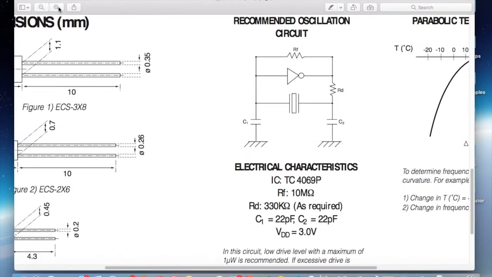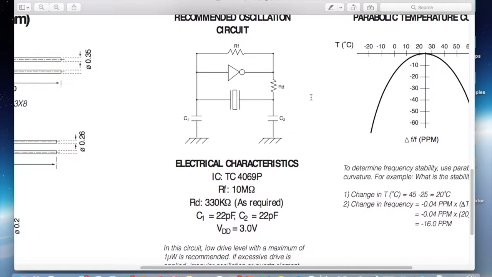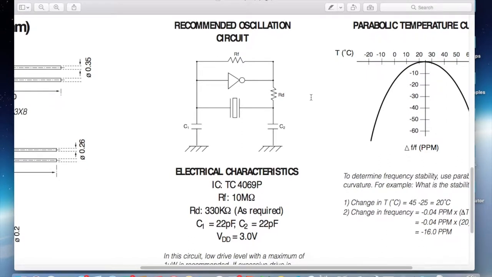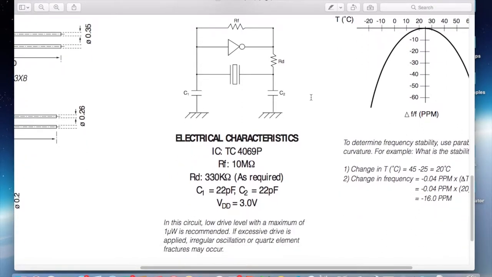The piece of this of interest today is going to be this application circuit. This is the recommended circuit that ECS has put in here. And here are our parts. So we have a logic gate. In this case, it's an inverter. We're going to be using two sections of a 4001B CMOS, which is a quad NOR gate. So RF is 10 megohms, our feedback resistor. RD, which we called RS in our other drawing, 330K, which is the value I'm using. And C1 and C2 are 22 picofarad each, which are also values that I'm using.